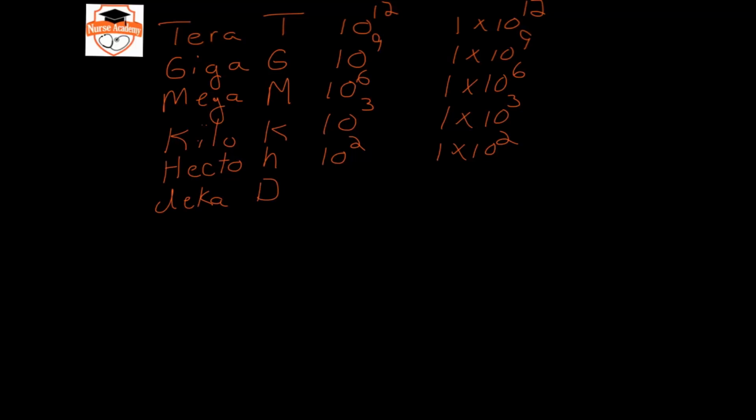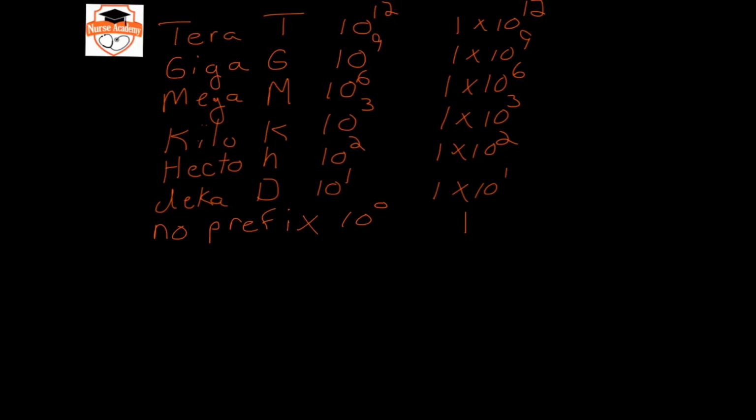When we have 10 to the 0, that's just no prefix. So that would be a meter if we were looking at length, or a liter if we were looking at volume. So it's just no prefix, and that would be 10 to the 0, or if we're going to write that in non-scientific notation, just 1, because any number to the 0 power is 1.